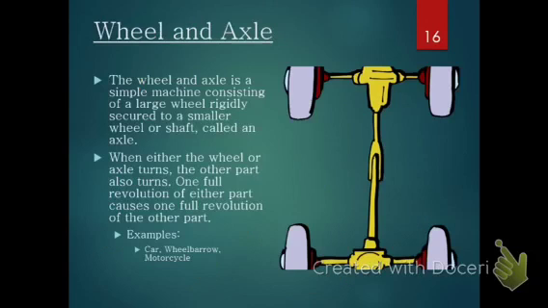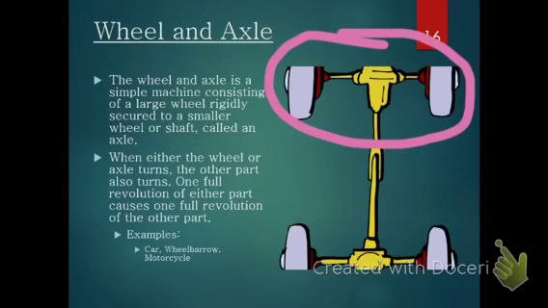The next one is wheel and axle. The wheel and axle is a simple machine consisting of a large wheel rigidly secured to a smaller wheel or shaft called an axle. When either the wheel or axle turns, the other part also turns. So that means with a wheel and axle, guys, this entire thing is all connected together. So when the wheel turns, this entire part right here turns. This wheel is turning at the same rate as this wheel because they are connected. Okay? So wheelbarrow, motorcycle, a car, anything that has a wheel and axle.